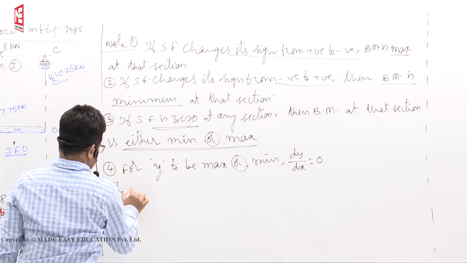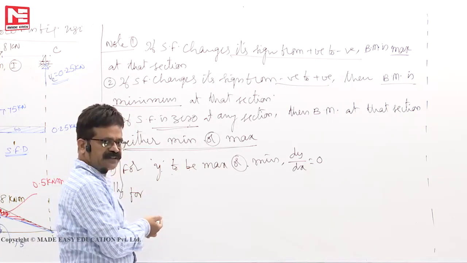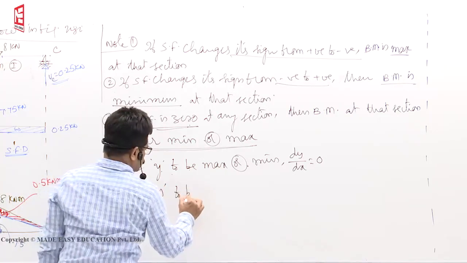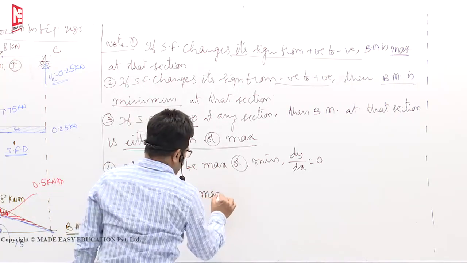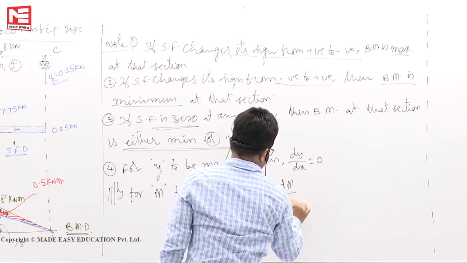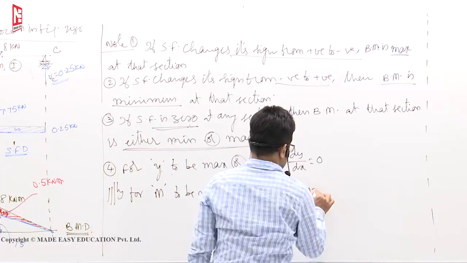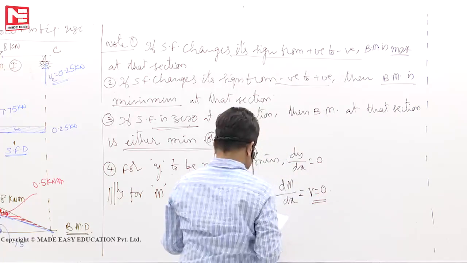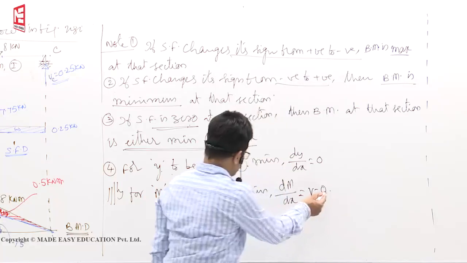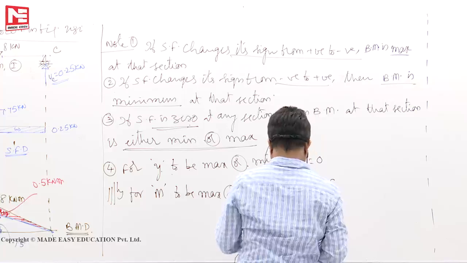Similarly, here it is y in mathematics. In strength of materials, y is replaced by M. So similarly, for M, that means bending moment, to be maximum or minimum, dM by dx, its first derivative, must be 0. What is dM by dx? V. dM by dx is equal to V is equal to 0. That is why if V is 0, then M is not necessarily maximum, it can be minimum also. Okay.